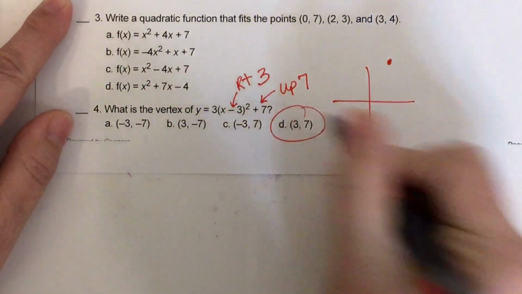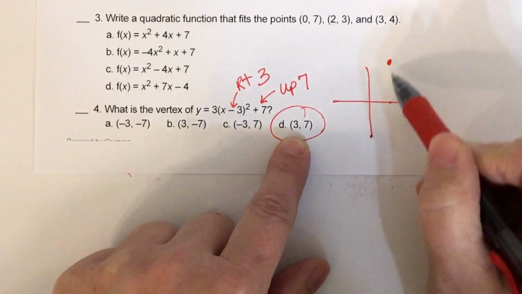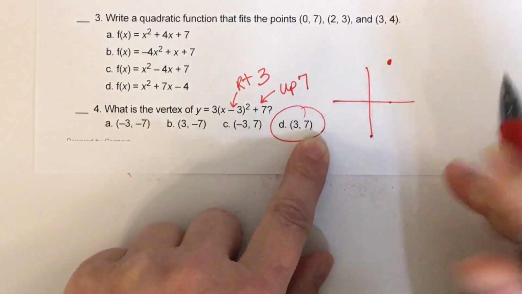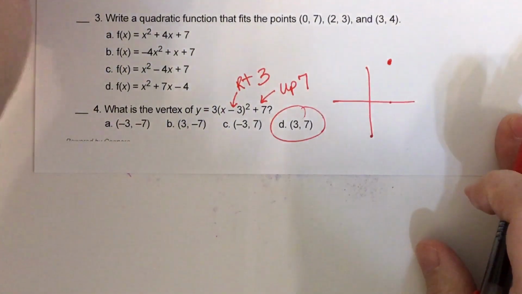It'd be 3, 7. If you go right 3, your x-coordinate is a positive 3, and if you go up 7, your y-coordinate's a positive 7. Now, there are other ways to talk about this, but this is how I like to think of it.